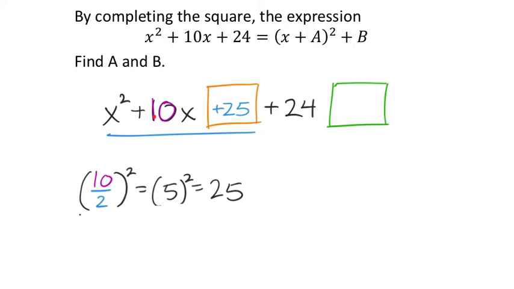then these 3 terms are now a perfect square trinomial. But I can't just add 25. It's not an equation. So really what I'm going to do is add 0, but I've already added 25. So how do I make that 0? Minus 25.